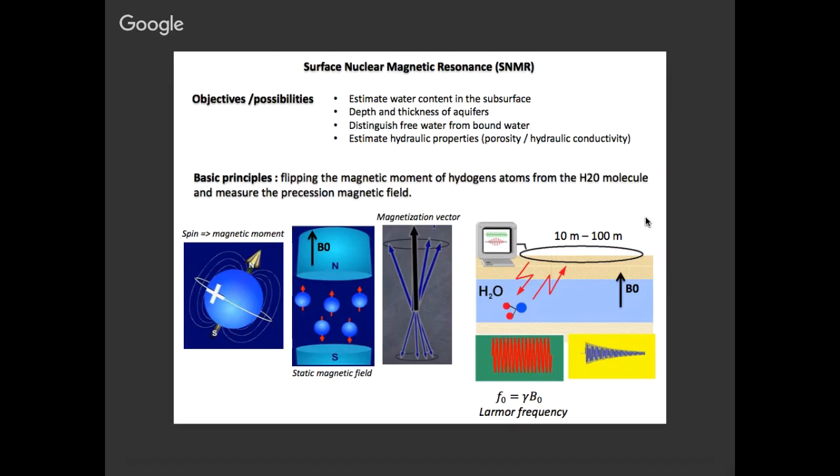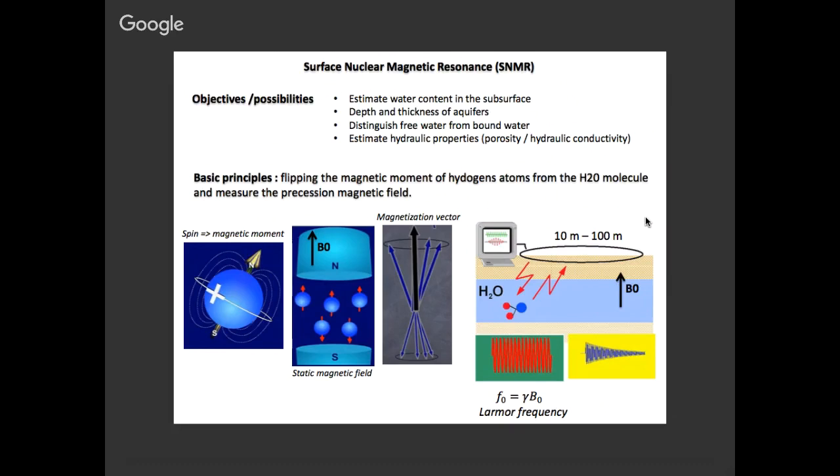The basic principle is that you will try to flip the magnetic moments of hydrogen atoms that compose the water molecule, and then try to measure the precession magnetic field that is created by the return to the initial position. So if I do that step by step, hydrogen atoms have a non-zero spin, so they rotate around themselves, and they also have a small magnetic moment. So they kind of behave like small magnets.